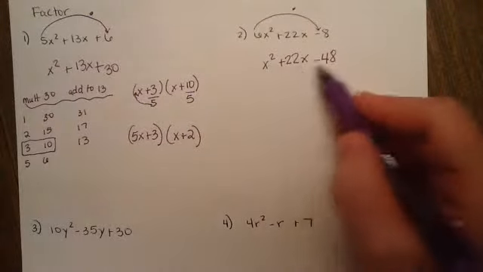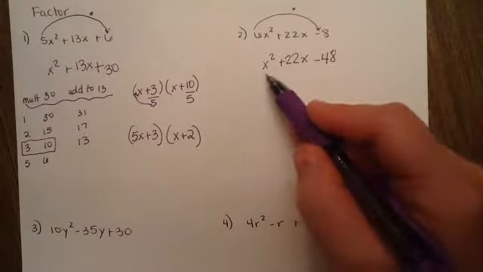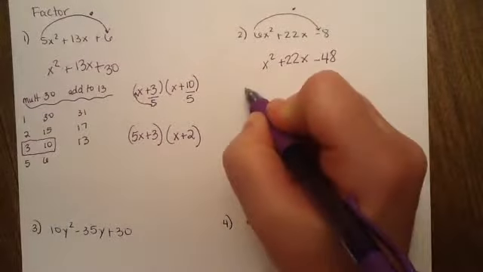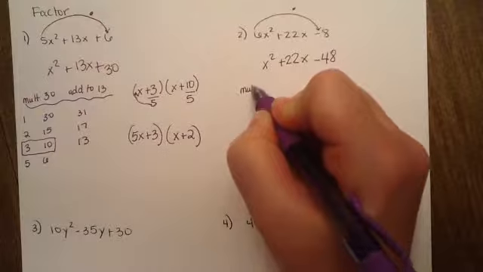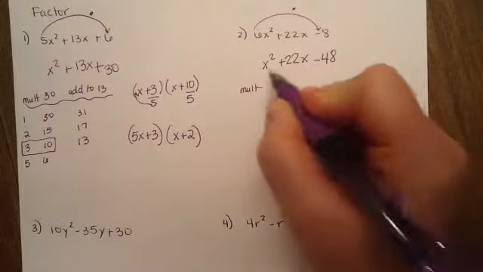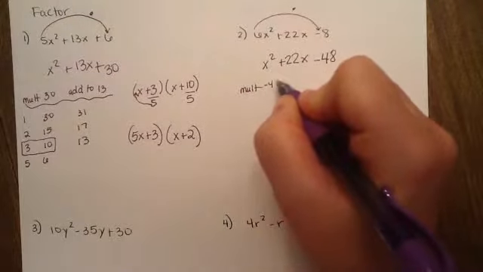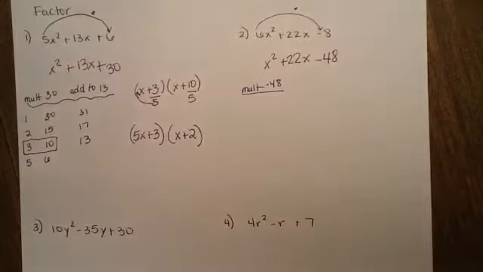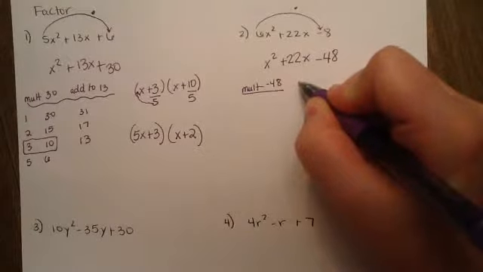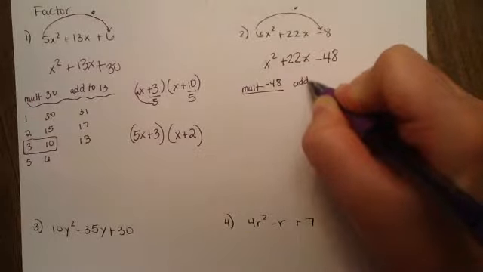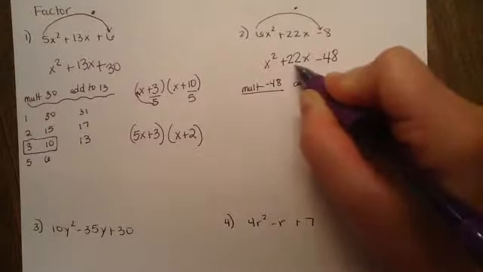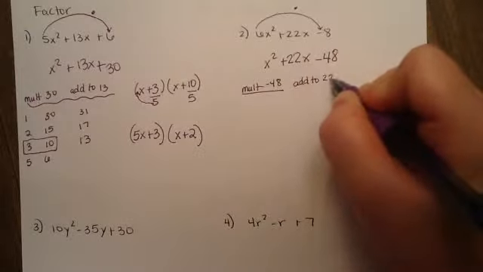This is one of our old factoring ones. There's nothing in front, so I'm good to make my table. I need things that multiply to negative 48. If I want them to multiply to negative 48, one of them must be negative. So they need to multiply to negative 48 and add to the middle term, 22.